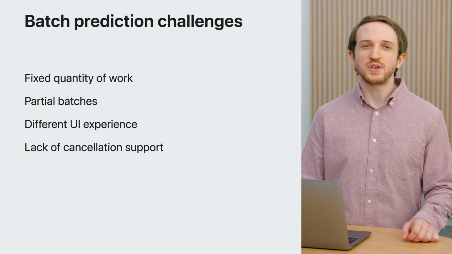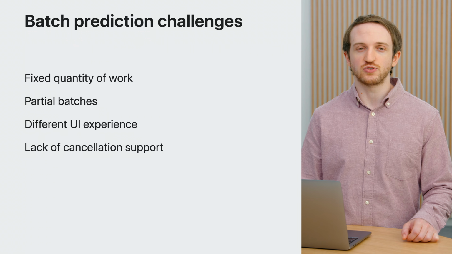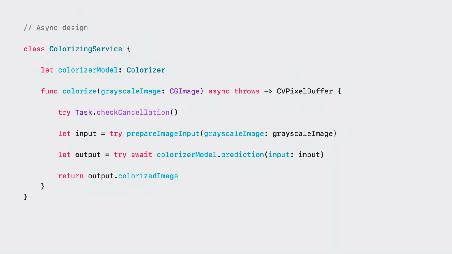Lastly, I won't be able to cancel a batch even if the user scrolls away from it. Because of these challenges, I'd rather stick with an API that handles one prediction at a time. This is where the new Async Prediction API can be very useful. It's thread-safe and works well for using CoreML alongside Swift concurrency.